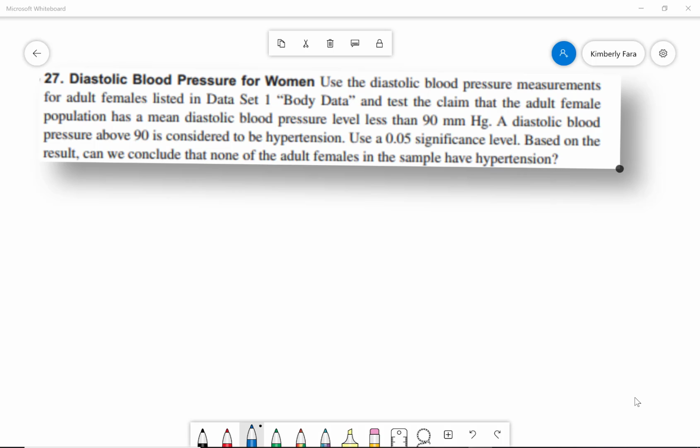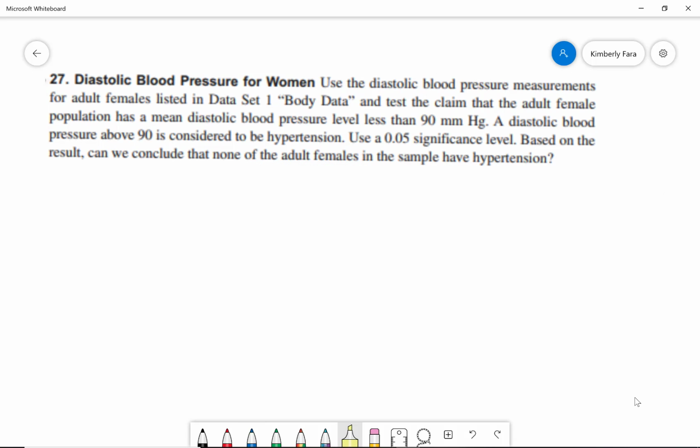We're going to use 0.05, and we want to know, can we conclude that none of the adult females in the sample have hypertension? That's very interesting. Okay, so now let's do our 6-step test. Again, we're going to start with our null hypothesis, and that's step 1.